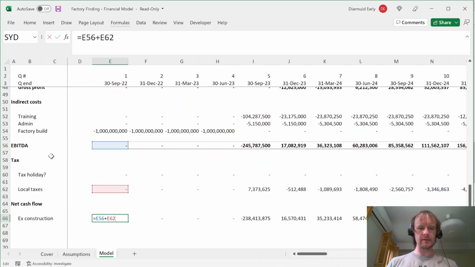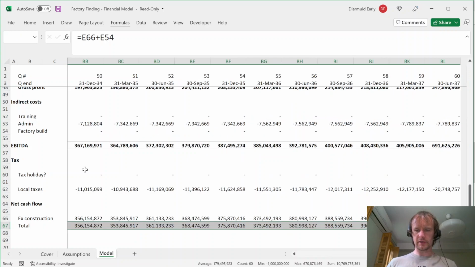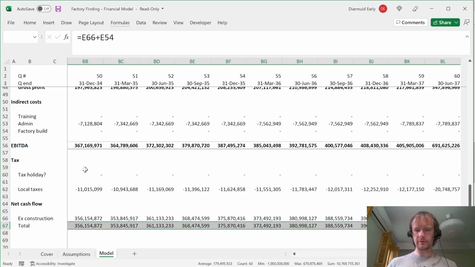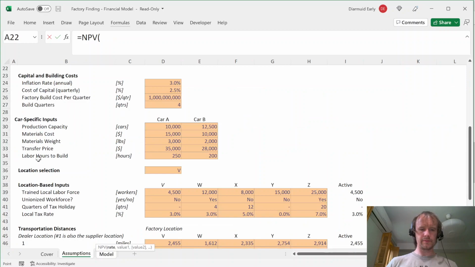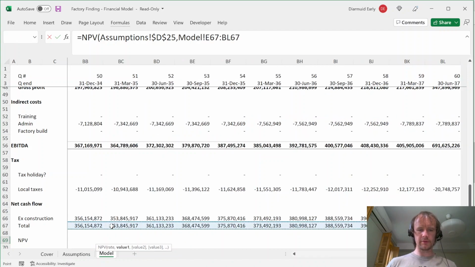So anyway, EBITDA less the taxes is the X construction, and then total cash flows, this plus this, carry that across. So total cash flows, it's like 14 billion excluding construction, 11 billion with the construction, and then I want my NPV. So I mentioned earlier you can just use the NPV formula. We've got a quarterly rate, 2.5%, and then you can just apply that to all of these.